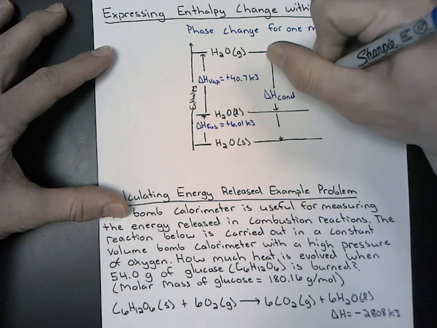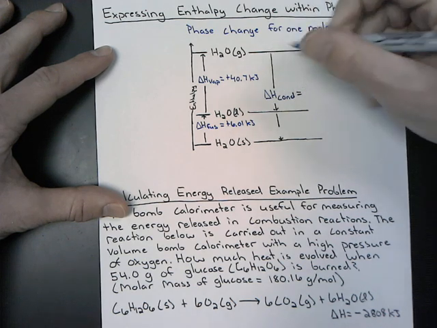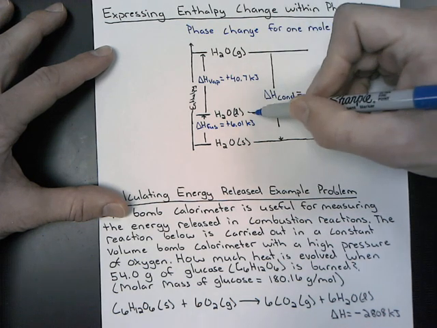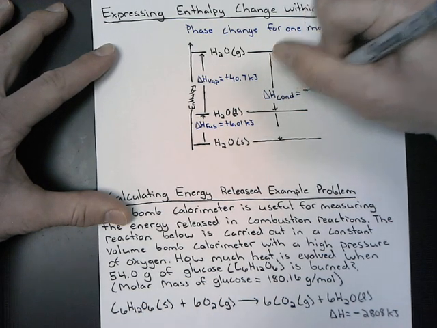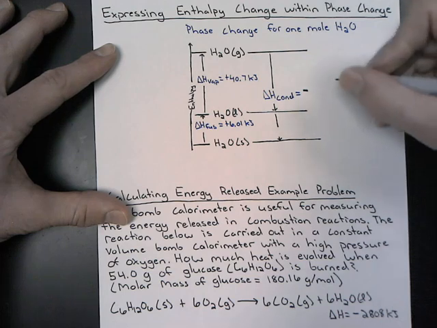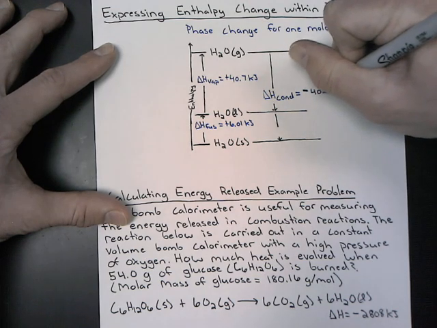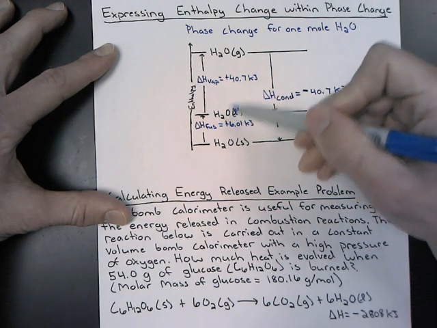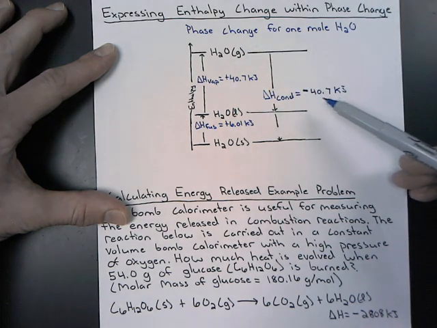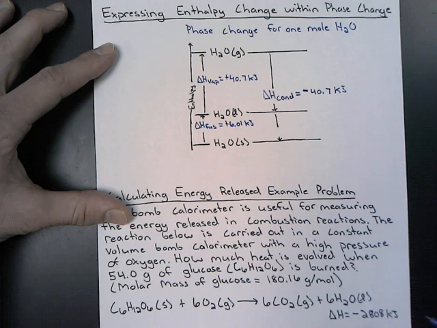That stands for condensation. Now, because we went from a gas to a liquid, we removed heat. So this symbol right here becomes negative, and we remove the same amount of heat we added to go from this step to this step. So we have a negative 40.7 kilojoules.